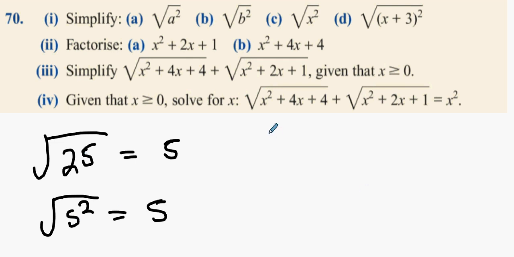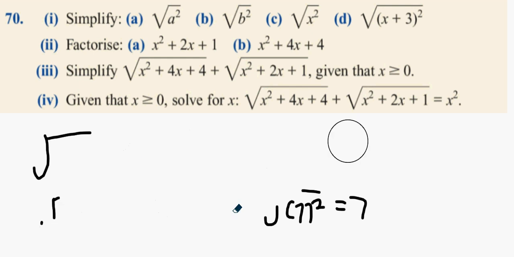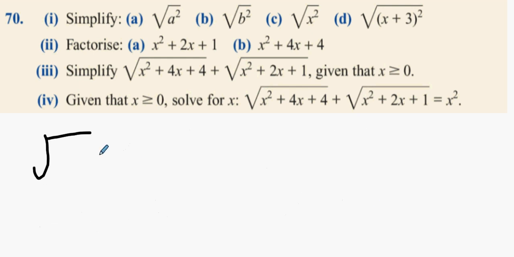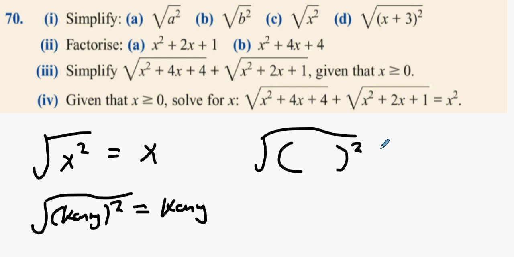Let's try this again. Root 49, anybody? Square root of 7 squared? 7. Okay, let's try this again. Can anybody tell me what the square root of x squared is? X. Can anybody tell me what the square root of Kenny squared is? Just Kenny. What's the square root of this bracket squared? Whatever is in the bracket.